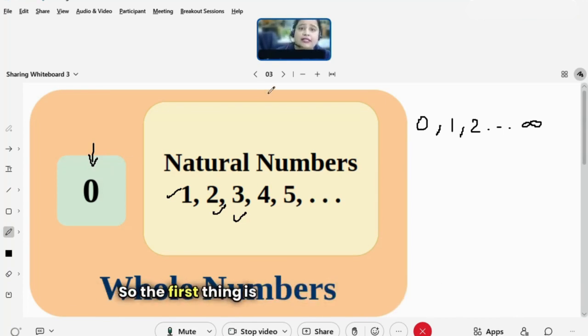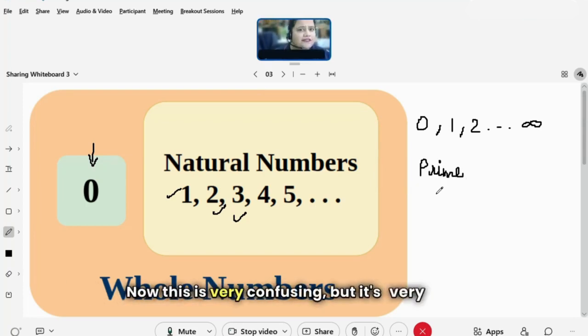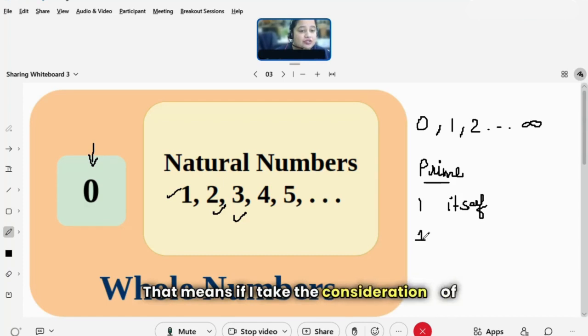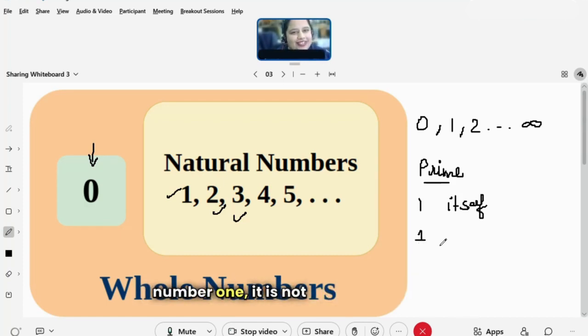The first thing is called prime numbers. Now this sounds very confusing, but it's very easy. Prime numbers are those numbers which have only two factors. First is 1 and second is itself. That means if I consider the number 1, it is not a prime number. 1 has a factor of 1, and 1 is a factor of itself as well. So technically it's only one number, but according to the definition there are supposed to be 2. Hence 1 is not a prime number.